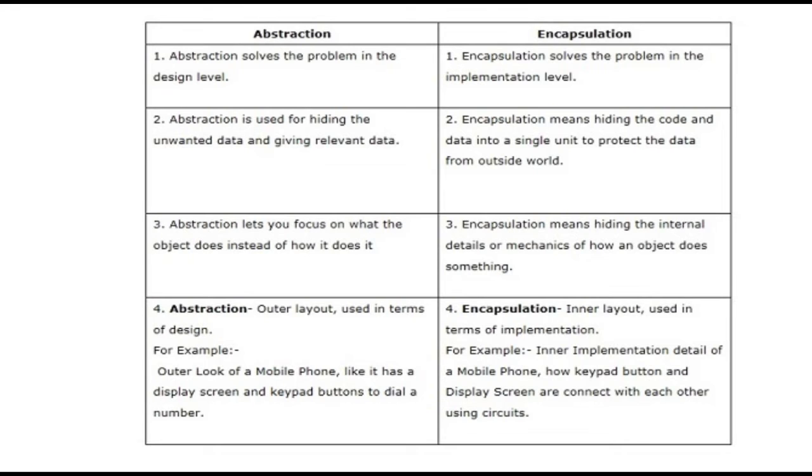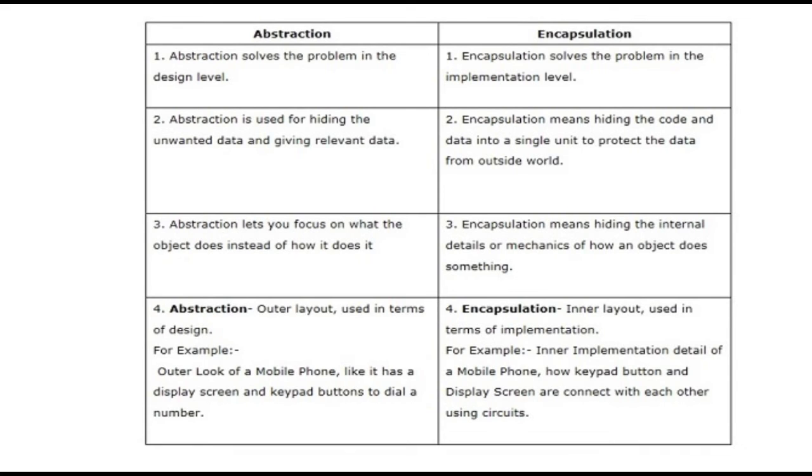Abstraction lets you focus on what the object does instead of how it works. But in the case of encapsulation, it means hiding the internal details or mechanics of how an object does something. So abstraction uses the outer layout in terms of design. In the case of encapsulation, the inner layout is used in terms of implementation.